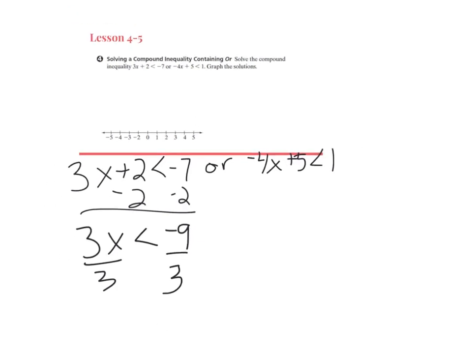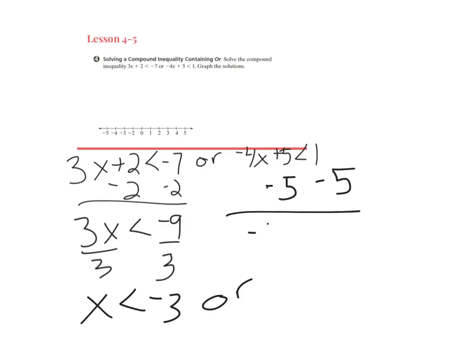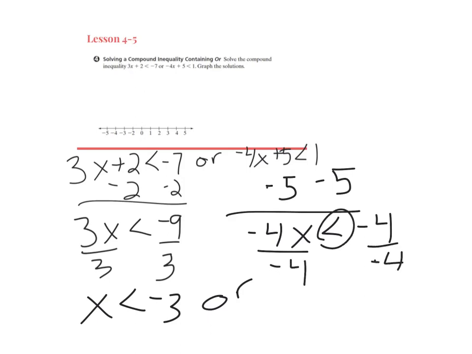Do I need to flip my inequality? I do not, because I did not divide both sides by a negative number, even though I have a negative in my solution. In the second inequality here, I'm going to subtract 5 from both sides, and I'm left with negative 4x is less than negative 4. In this case, I'm dividing both sides by a negative 4. Oops, hopefully that bell is going off in your head. I need to flip that inequality sign around, and I get x is greater than 1.